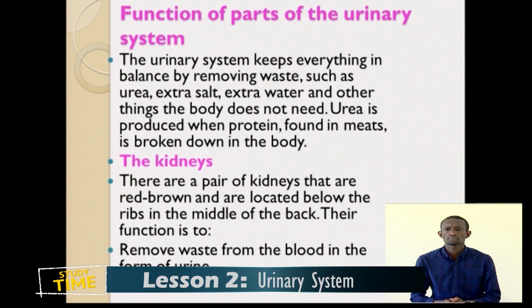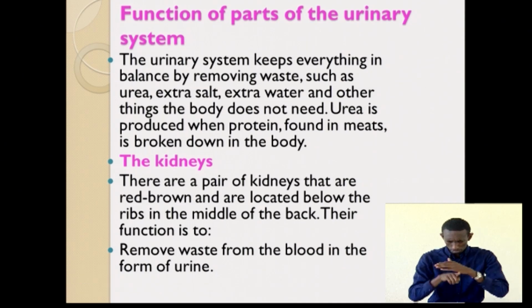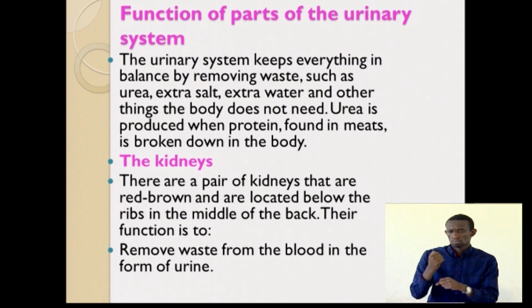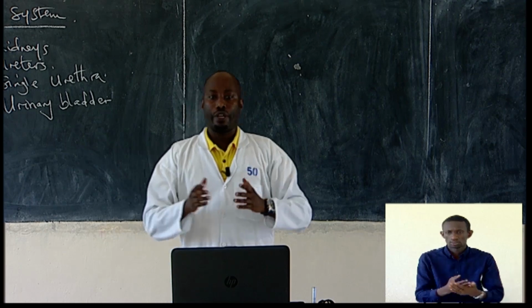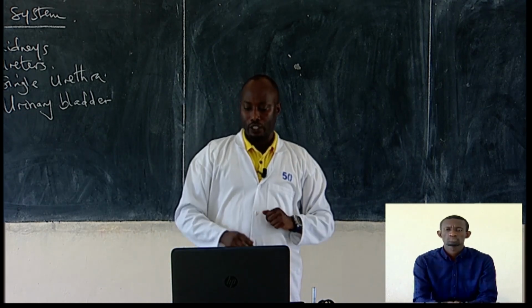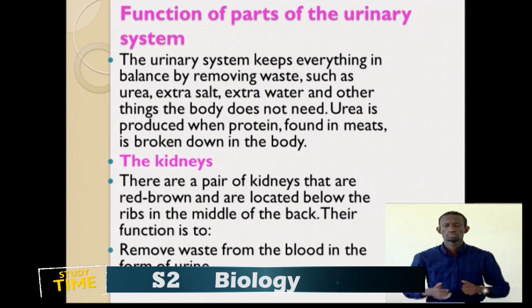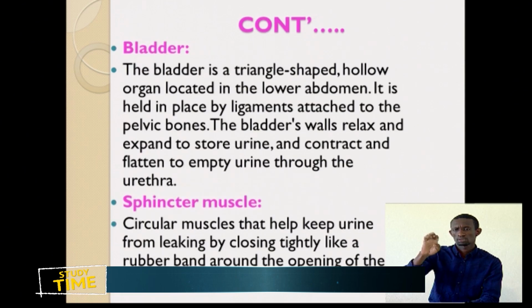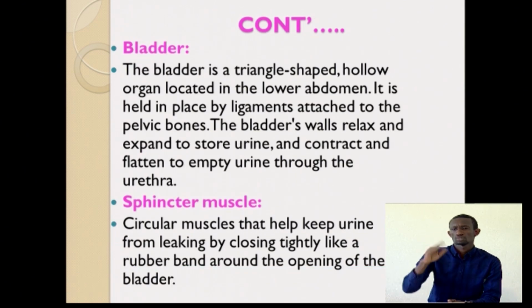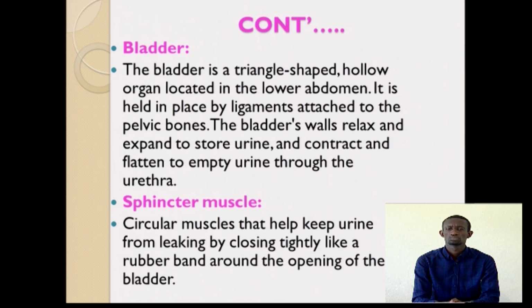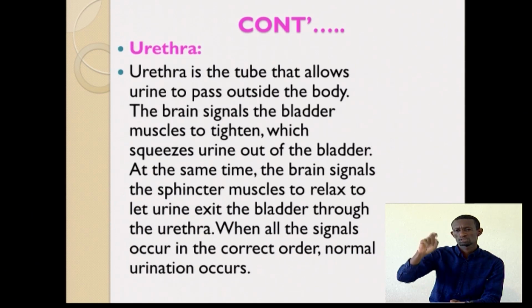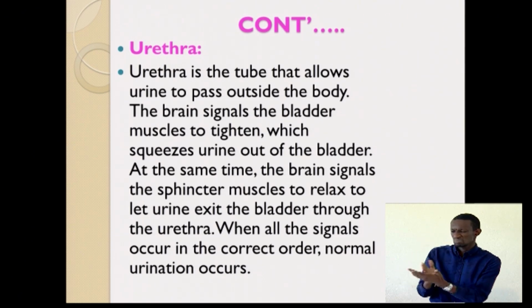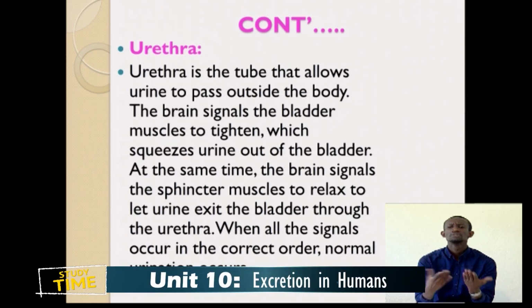So students, let's go through the functions and parts of the urinary system. When we talk about the parts of the urinary system, we start with the kidney. Let's go with number one, the kidney. And we talk about the ureter. We have the bladder. We have the sphincter muscle. We have the urethra. What do these parts that I've mentioned help with? What are the roles of those parts that make up the urinary system?